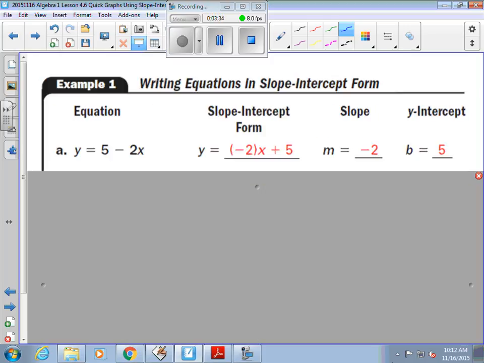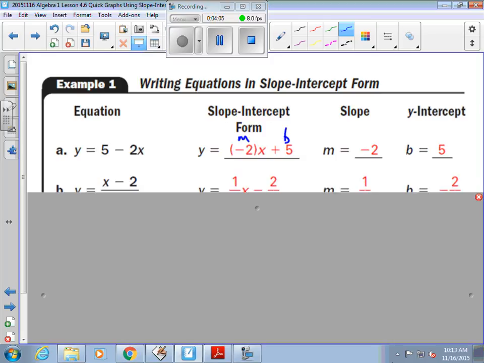Example number 1 has several different problems built into it. It says, here's the equation. Y is equal to 5 minus 2x. Last week, we started reordering this to make this easier. Instead of writing it as 5 minus 2x, we reorder those terms and put negative 2x first and then positive 5. So y is equal to mx plus b, where your m is negative 2 and your b is 5.